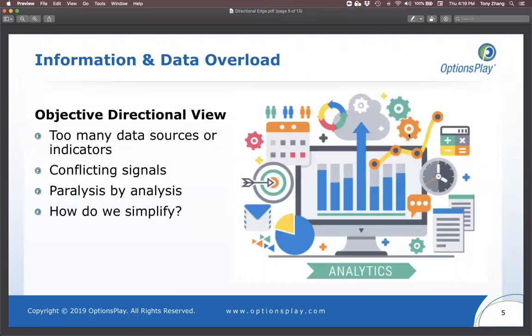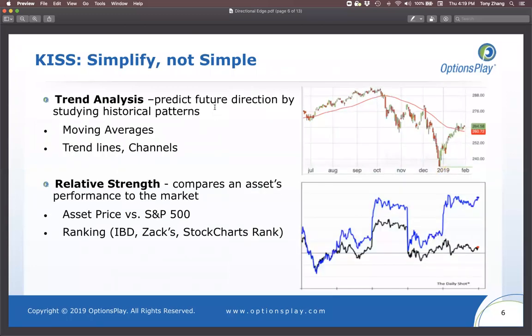So I think this concept of information overload is something that most people are familiar with, the fact that we have so many news sources, so many indicators, so many different ways that we can get our information that it becomes less useful, because there's too much information and you get conflicting signals. And the question is, how do we simplify? And the answer is we want to simplify, but we don't want to make things too simple.